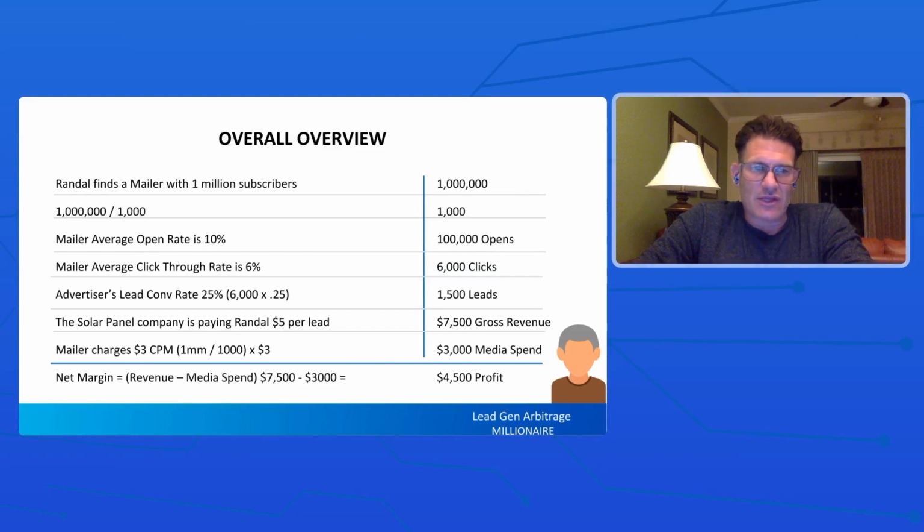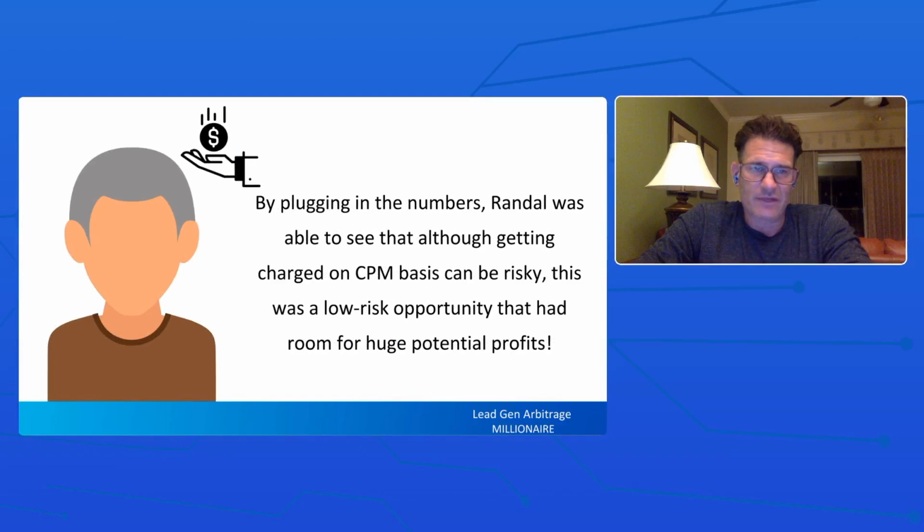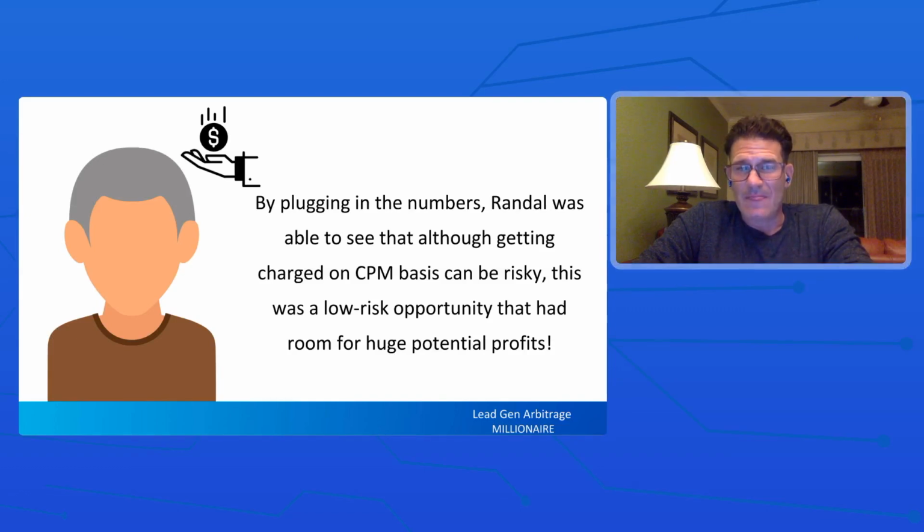And then you look at what the mailer's charging. We figured out that it's $3 for every 1,000 emails sent, so that's a $3,000 media buy. So we end up making $4,500 profit. That's very, very good. By plugging in the numbers, Randall's able to see that although getting charged on a CPM basis can be risky, this seems to be a good bet, right? There doesn't seem to be a lot of risk here based on what the numbers are showing.